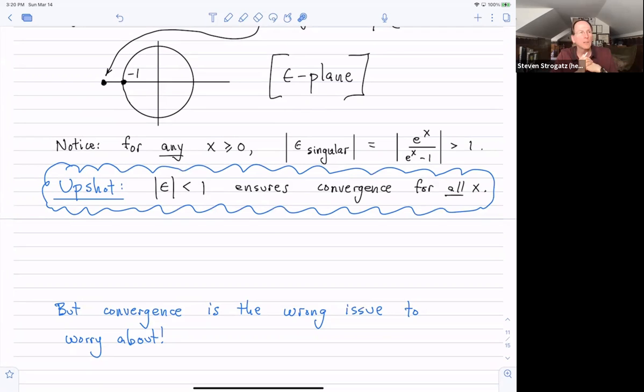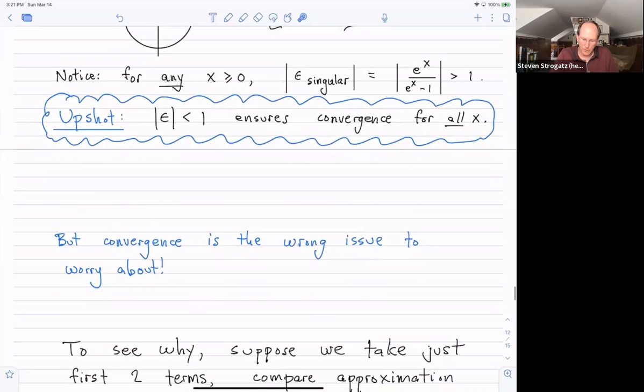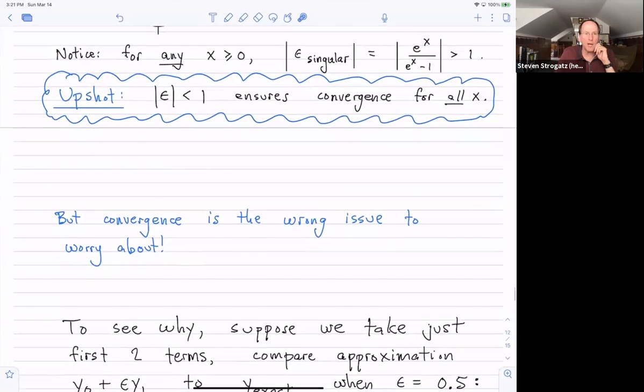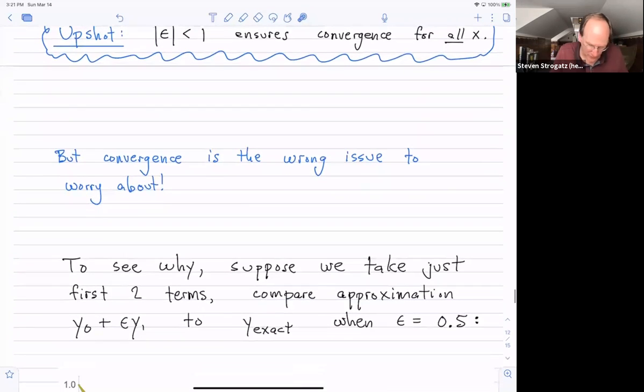We tend to take very few terms in the series. We take maybe 1 or 2 terms, typically. So convergence is beside the point. The real question is, do we have an asymptotic approximation of the right answer? That's what we really care about. So that's what I'm saying here, that convergence is the wrong issue to worry about.